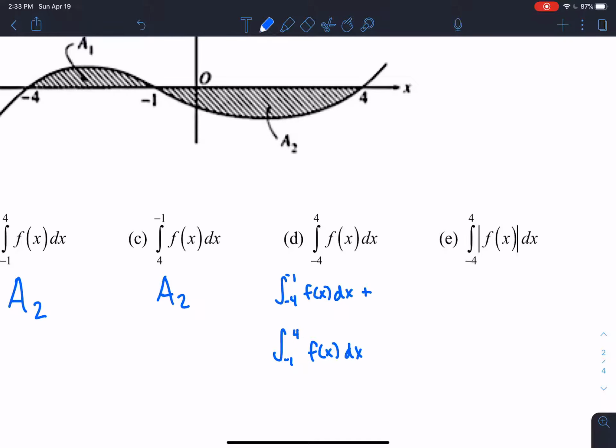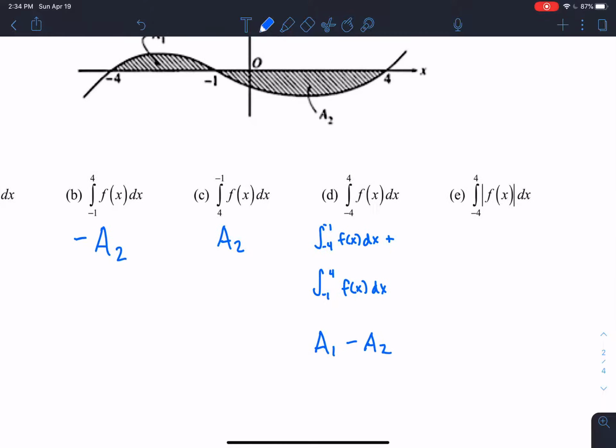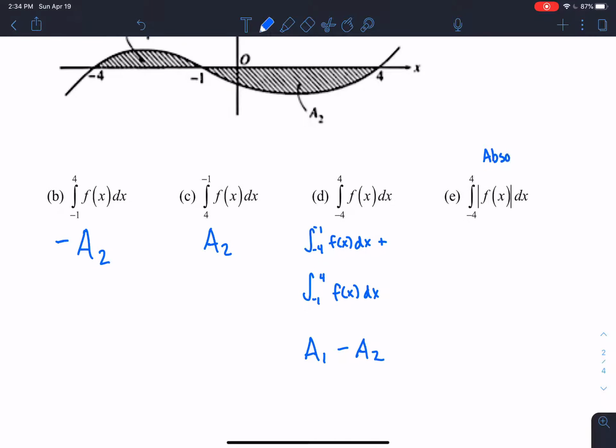So it's putting the two together. From -4 to -1, we know that's A1, and from -1 to 4, that's going to be negative A2 because it's below. And then the last one, you have absolute value signs. What that means is that all regions become positive.